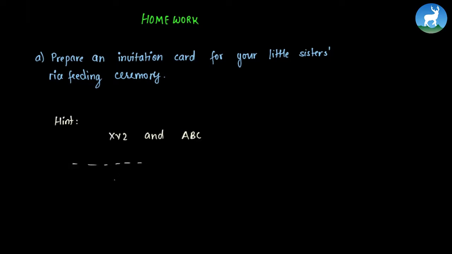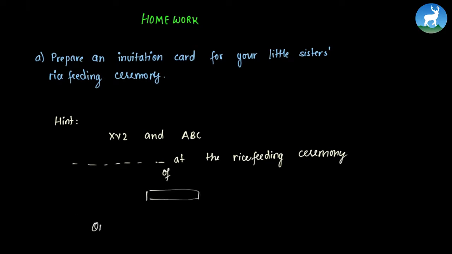Request the honor, so this is the traditional line we just talked about. Request the honor of your presence at the rice feeding ceremony of your sister's name, and then directly go to the information line. So continue on this and this date at this place. And in this way you can do this.